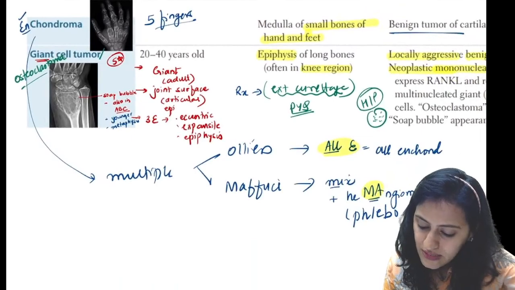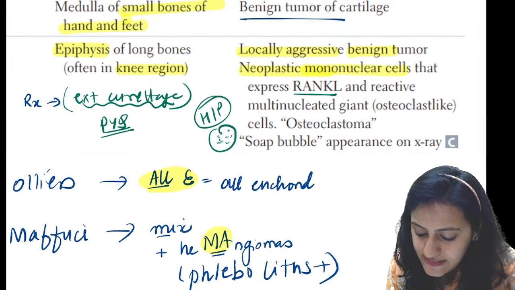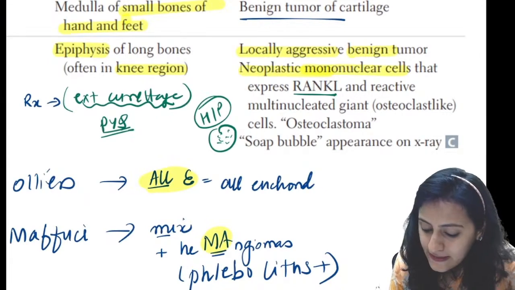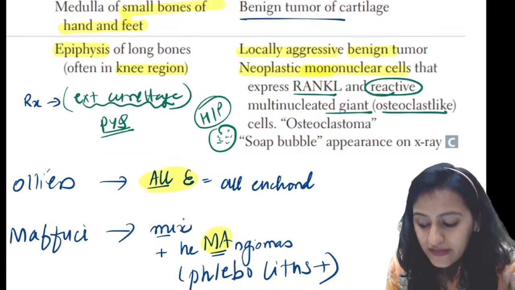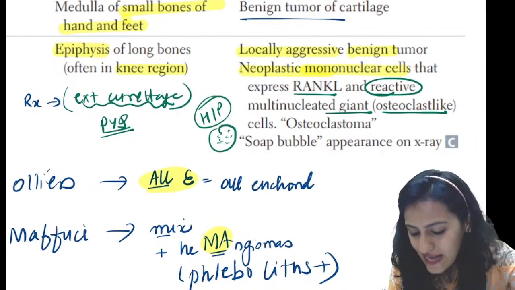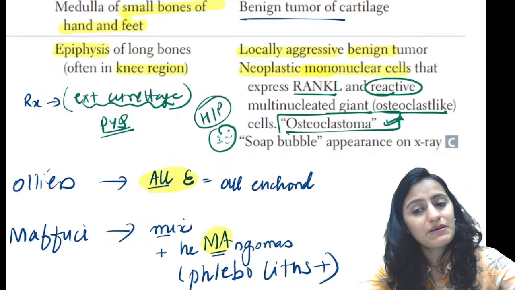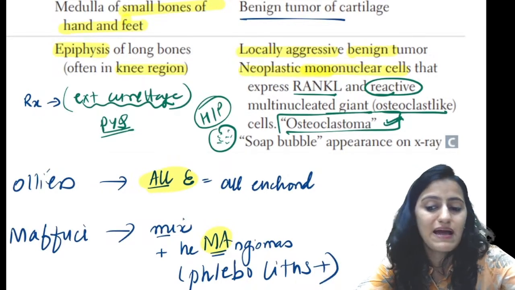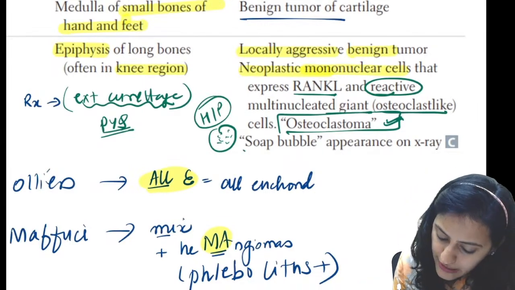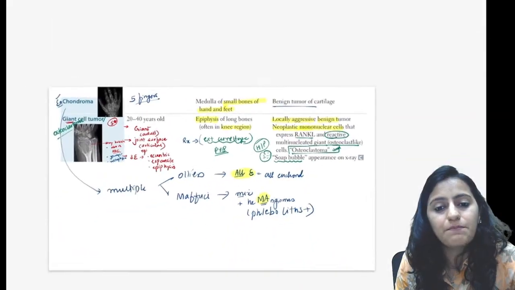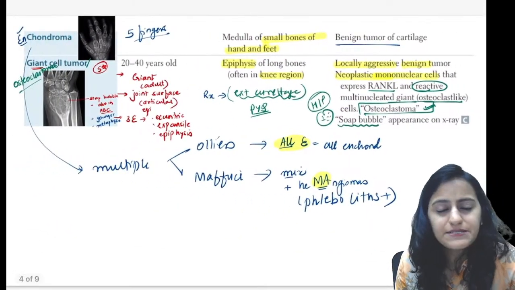Okay. So the neoplastic mononuclear cells basically express the RANK ligand, the RANKL, and the osteoclast-like giant cells are the reactive cells. That is why this is also called osteoclastoma, but remember that osteoclasts are not the malignant cells. Okay. And what do you get on X-ray? We get the soap bubble appearance on X-ray, right?